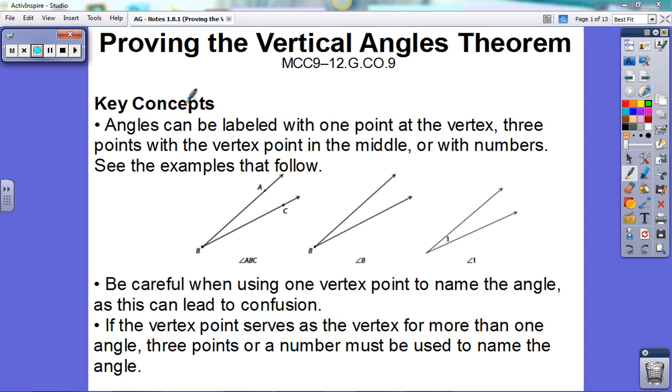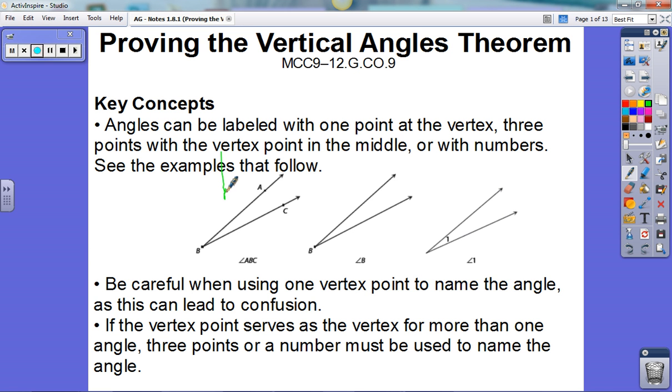In this lesson, we're going to talk about the vertical angles theorem and how to prove it and use it. But before we do, we have several vocabulary terms that we need to go over. Some of them you may be familiar with, and others may be new to you. So let's talk about labeling angles first.